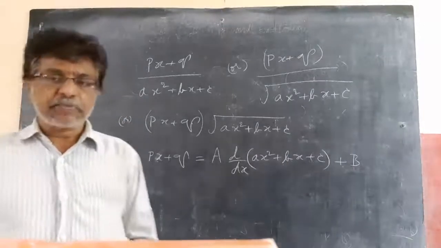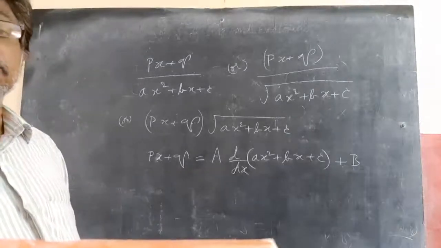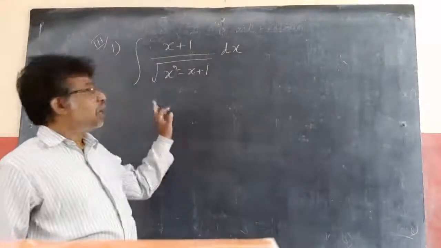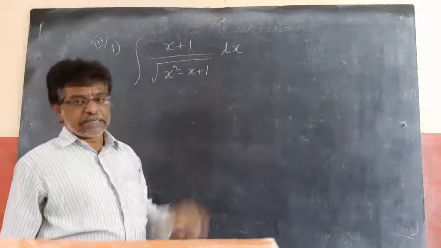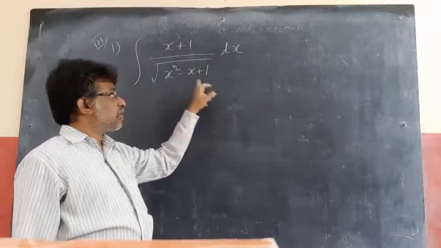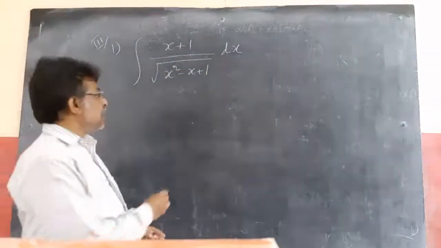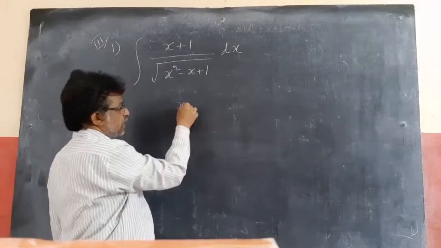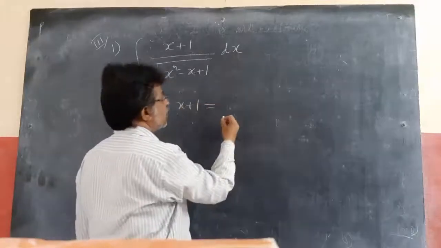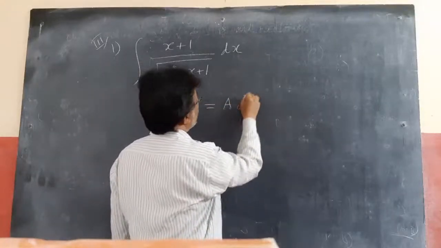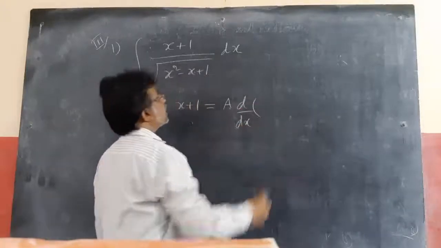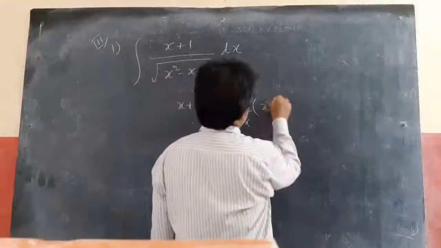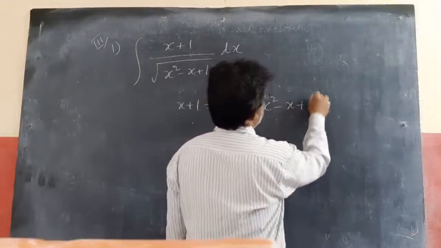So how to do the sum? We will take one example, then you can understand this properly. Now, the example: x plus 1 by root of x square minus x plus 1. This is a linear and this is a quadratic in square root. So what I told: linear equal to a into d by dx of quadratic plus b. Here linear is x plus 1, equal to a into d by dx of x square minus x plus 1, plus b.